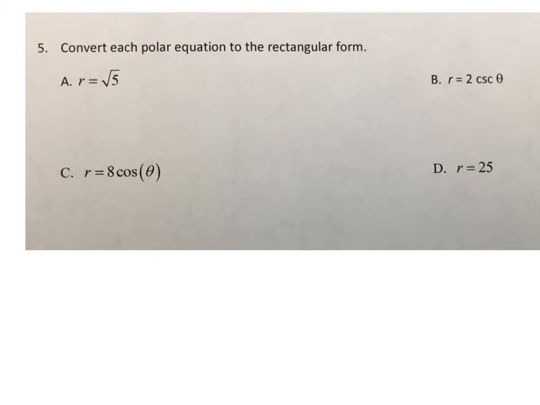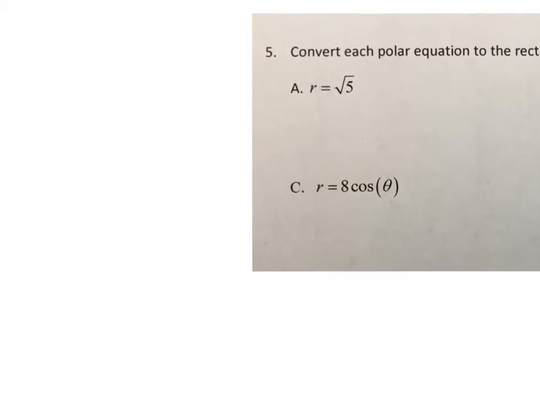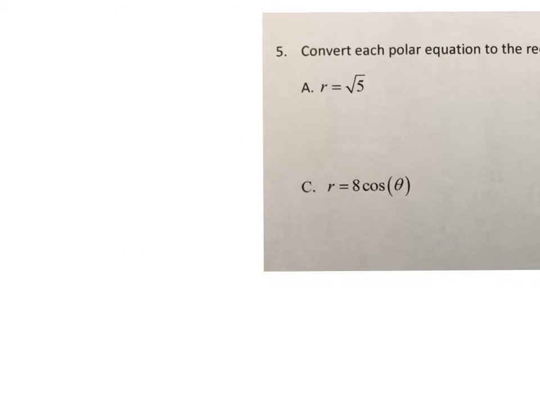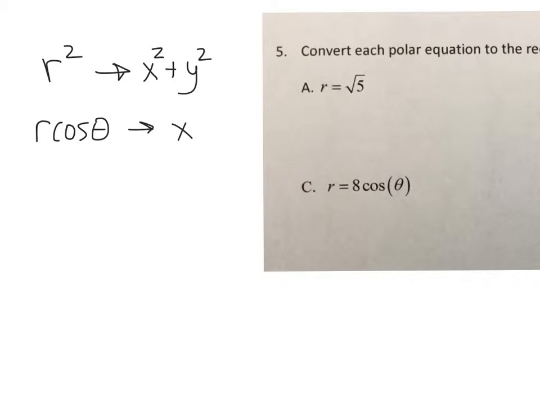Okay, when we are converting from polar equations, which have r's and thetas, to a rectangular equation, which has x's and y's, we're looking to find three things. If we could find an r squared, that would allow us to replace r squared with x squared plus y squared, the Pythagorean relationship between the radius and the side lengths. If we could make an r cosine of theta, we could replace that with just the letter x. Or if we could make in our problem an r sine, then we could replace that with y.